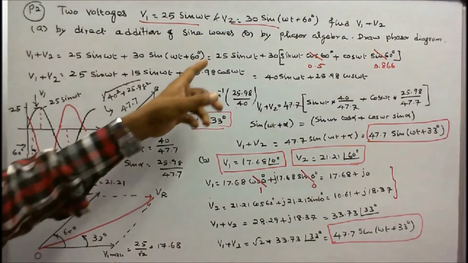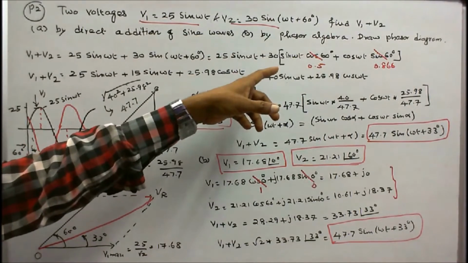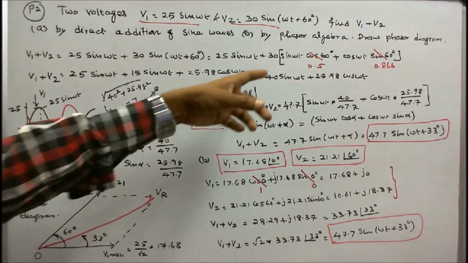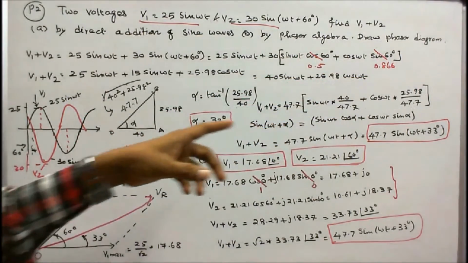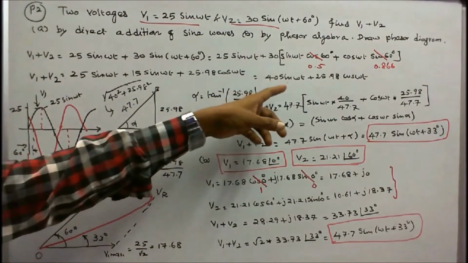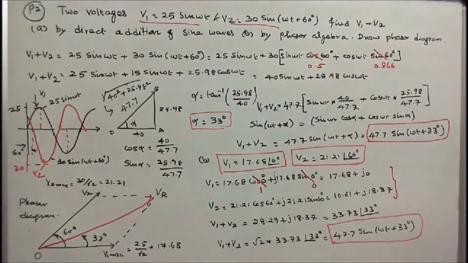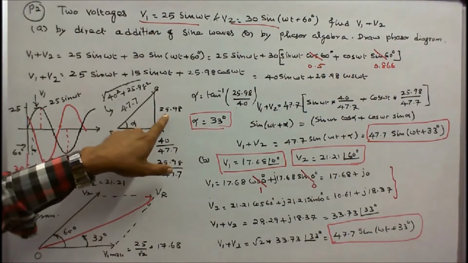V1 plus V2 is equal to 25 sin omega t plus 30 into [sin omega t into cos 60 plus cos omega t into sin 60]. Cos 60 is 0.5, sin 60 is 0.866. Therefore, V1 plus V2 is equal to 40 sin omega t plus 25.98 cos omega t. Here, this is 40, this is 25.98.